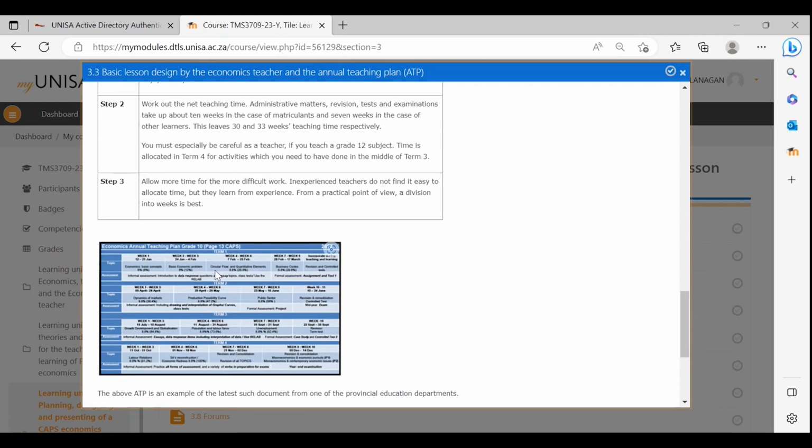And here is an example of an economics annual teaching plan for grade 10. The example is the latest such document from one of the provincial education departments. There you have the topic, economics basic concepts. This must be taught in week 1, 12 to 21 January. And that is 6% of the entire syllabus.